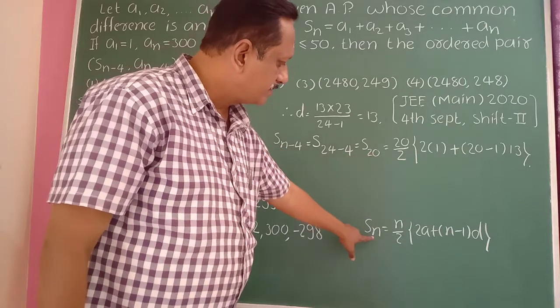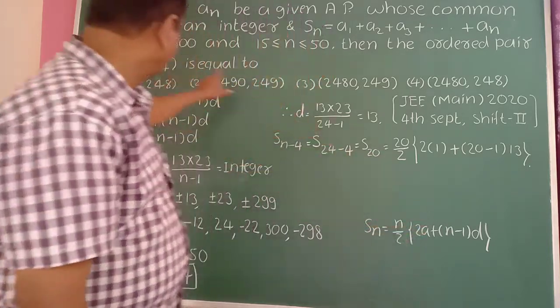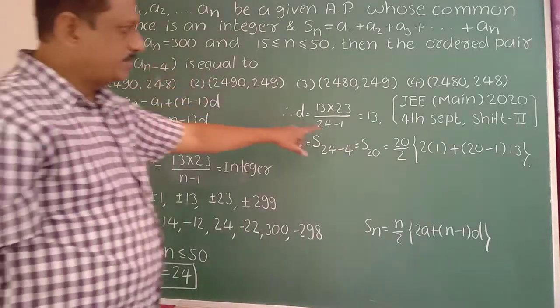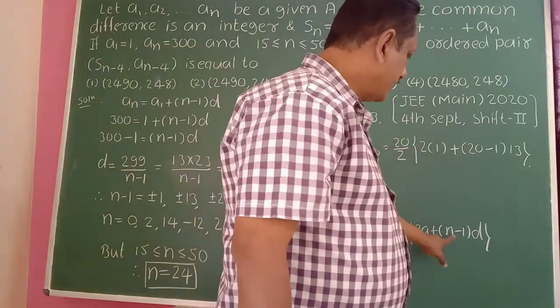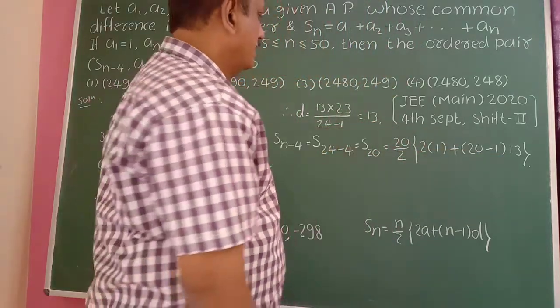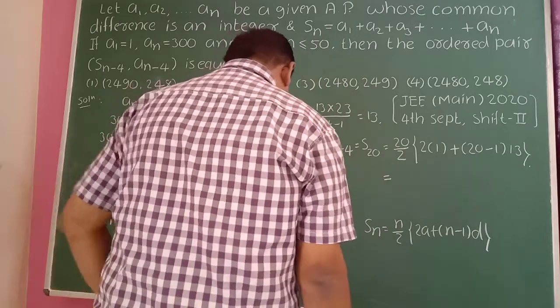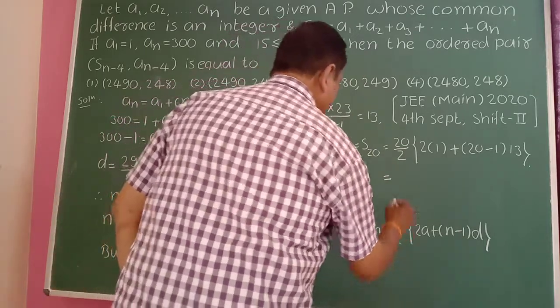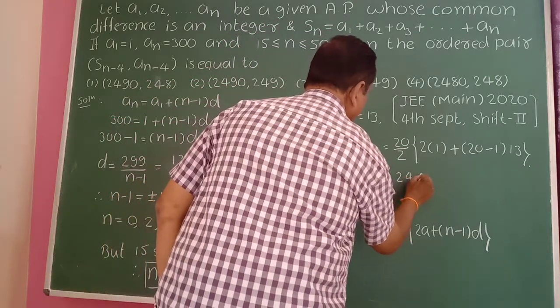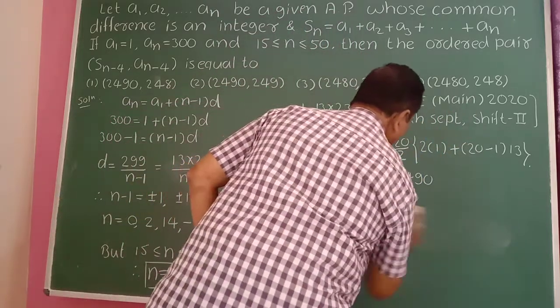Now n becomes 20 here. 20 divided by 2. Then 2 into a. First term is 1 here. Therefore write here 2 into 1 plus 20 minus 1 into d, the d value is this 13 here. Therefore, simplify, you will get 2490 here. 2490. Just simplify it. You get this value.